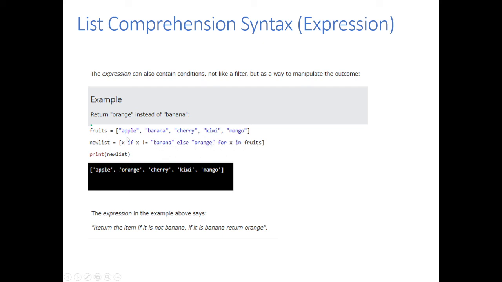You notice here, apple: if it is not equal to banana, that's the same x. But when it comes to banana, you change that to orange. So the expression in the example above says return the item if it is not banana. If it is banana, you return orange.